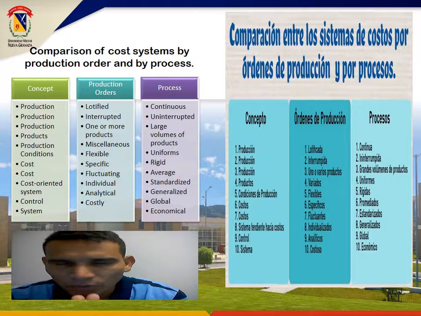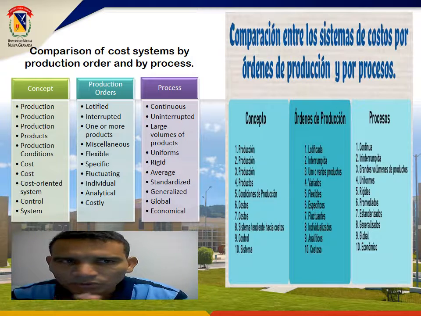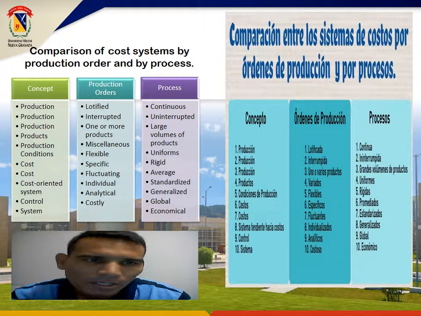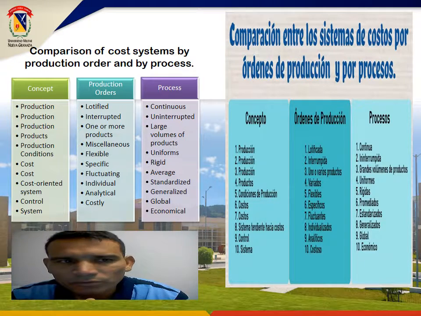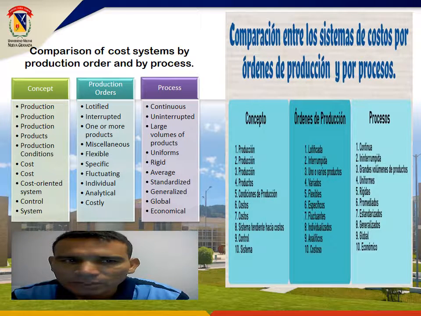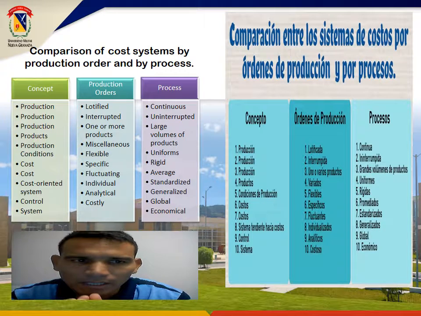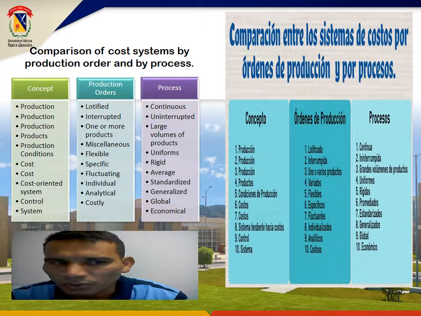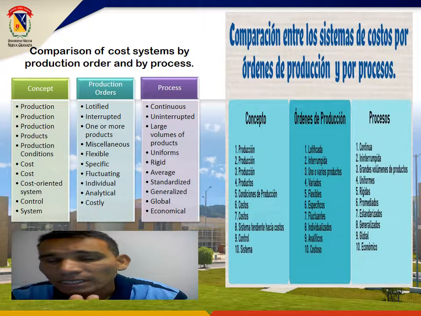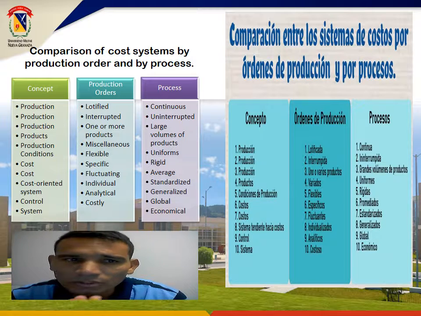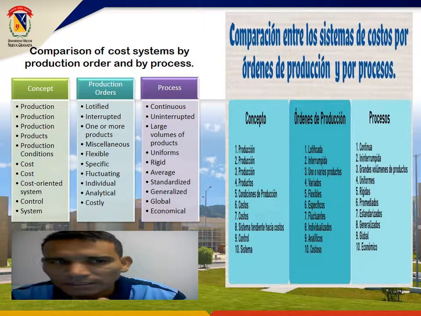Comparison of cost system by production order and by process. Concept: in production order, production is interrupted, for one or more products. In process, production is continuous, for a large volume of products.